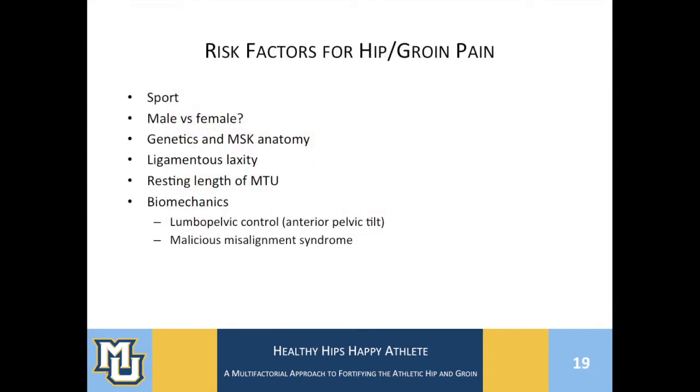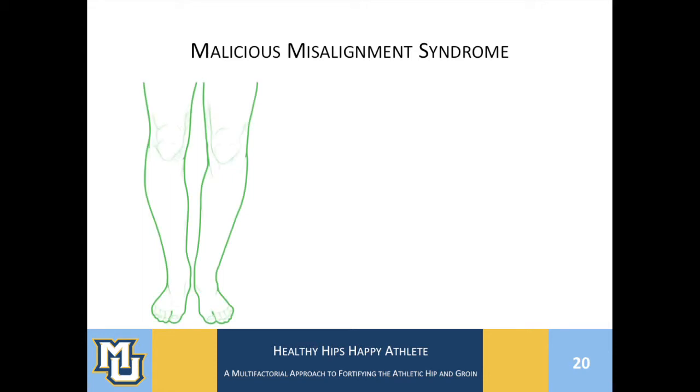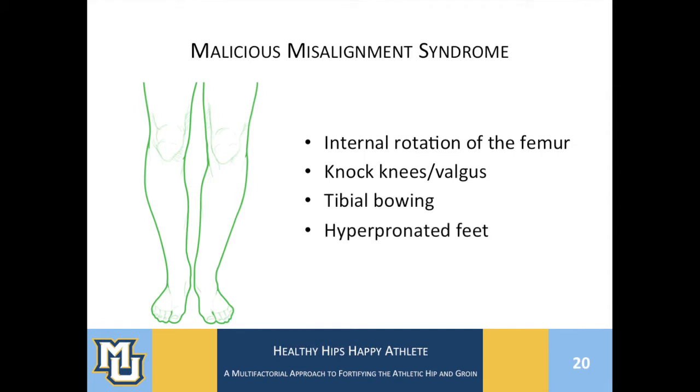What about malalignment syndrome? This describes a set of anatomical conditions affecting joint positioning and force transfer. First, we have an internal rotation of the femur, resulting in valgus positioning of the knees. In some cases, there is tibial bowing, leading to hyperpronated feet and a collapsed arch.